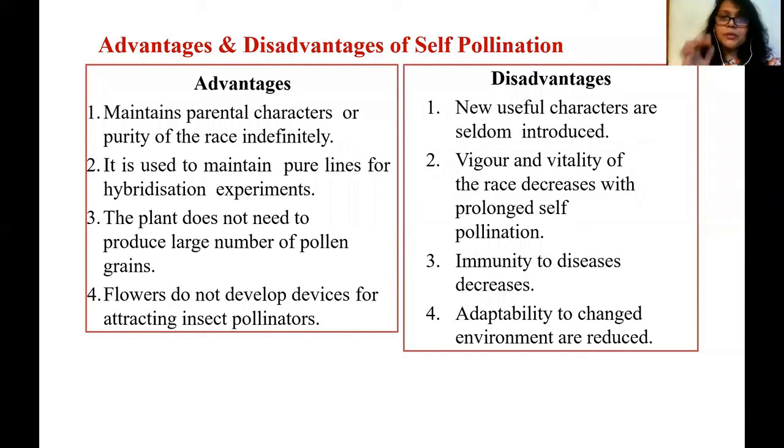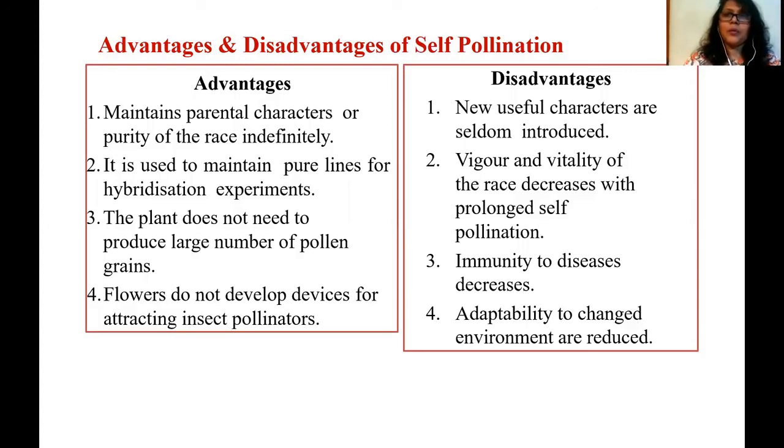Okay. Coming to the disadvantages, these self-pollinated plants cannot produce new characters because the parental characters are maintained. And vigor and vitality of the race decreases with prolonged self-pollination. That means continuous self-pollination results in weak progeny. And these plants, after a long time, are susceptible to diseases. So immunity to diseases decreases.